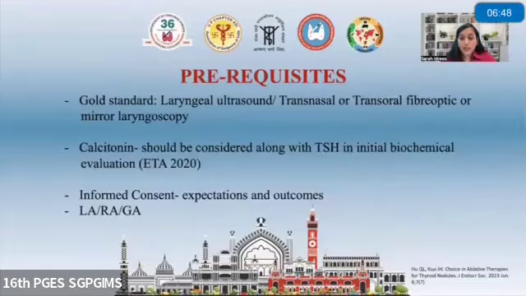The prerequisites that we need to keep in mind before we subject a patient to ablative procedures are, of course, a laryngoscopy and basal calcitonin as per the European Thyroid Association. Informed consent is extremely important in all patients because their expectations need to match our outcomes. And therefore, a proper template of informed consent with all the information in the patient's language should be provided to the patient. This procedure can be done under local, regional, or general anesthesia, and I think that's the best part about it.